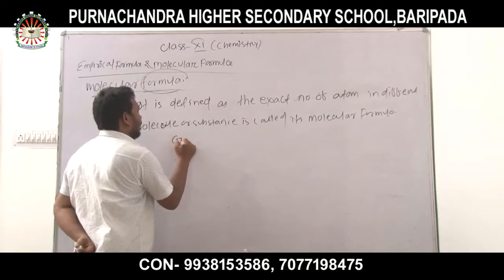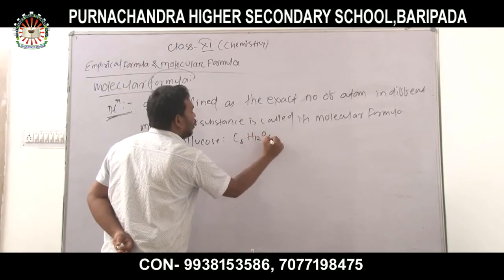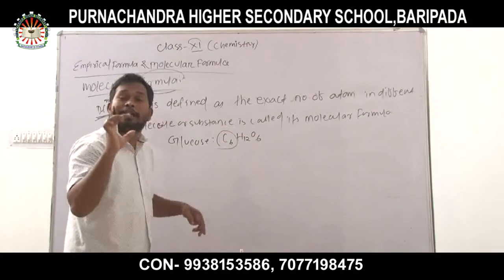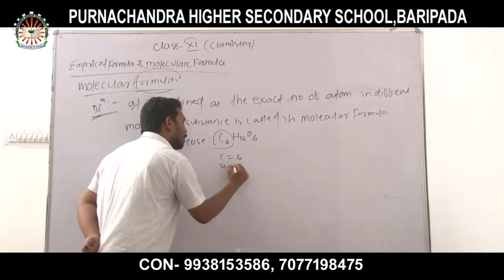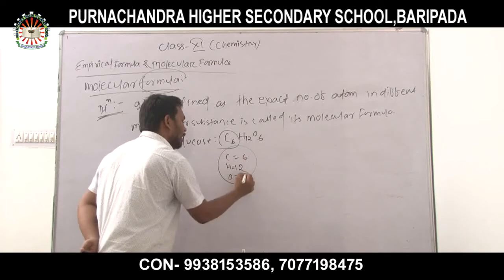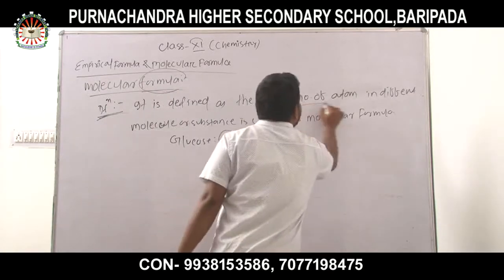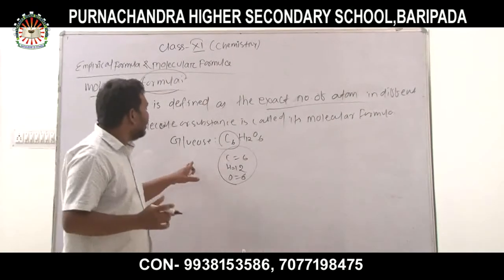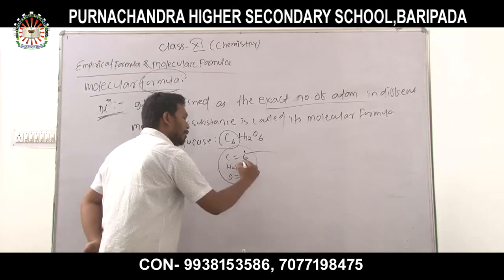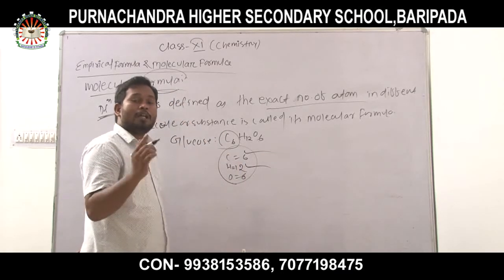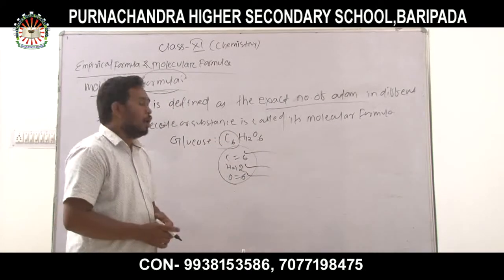For example, again I am taking the example of glucose. Its molecular formula is C6H12O6. That means in glucose the actual number of carbon atoms is 6, hydrogen is 12, and oxygen is 6. Again I repeat: what is the molecular formula? According to our definition, it is the exact number of atoms in a molecule. Here in glucose, the number of carbon atoms is 6, the exact number of hydrogen atoms is 12, and the exact number of oxygen atoms is 6. So glucose has the molecular formula C6H12O6.